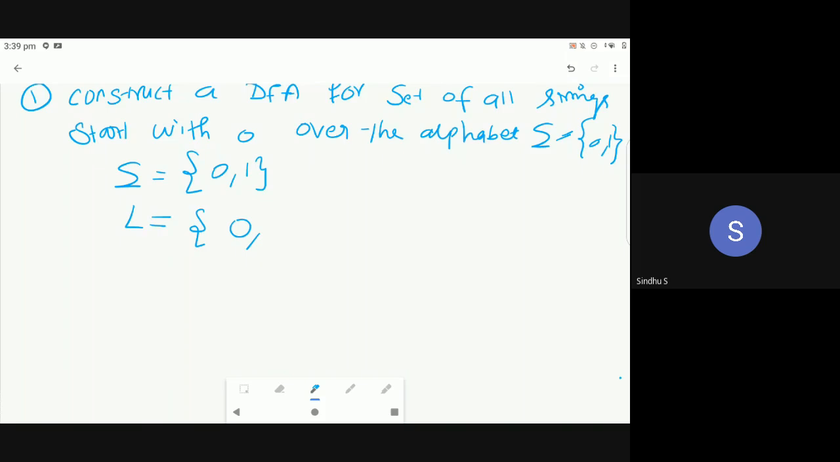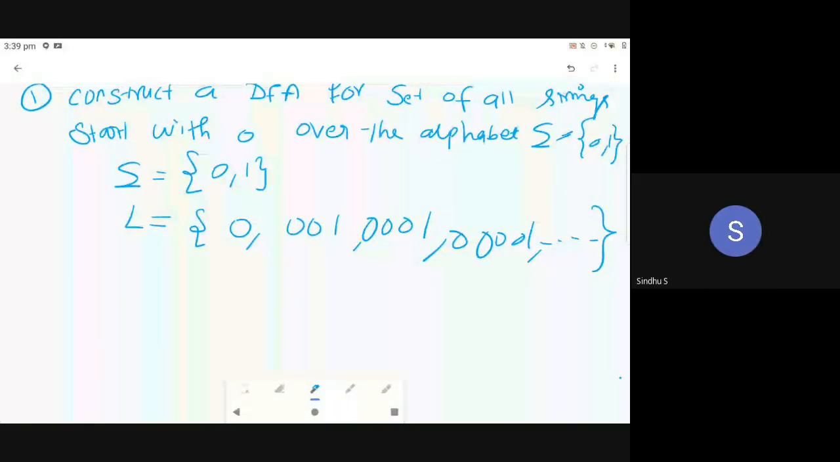Fine. So what was the least case? 0. The least case is 0. The input 0 should get accepted, and then 001 will be accepted, 0001 will get accepted, and so on infinitely. Am I right? This is my language, right? For the given question. Yes.